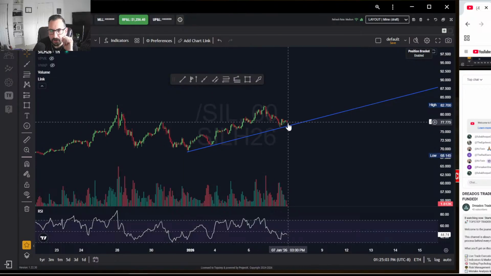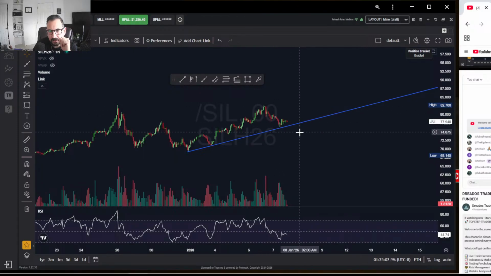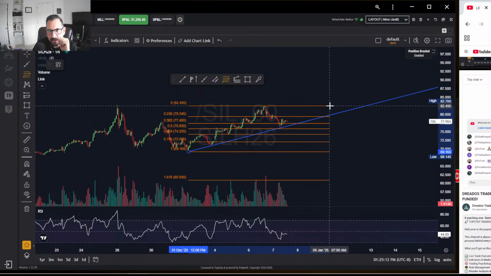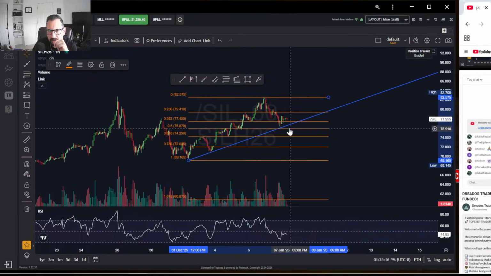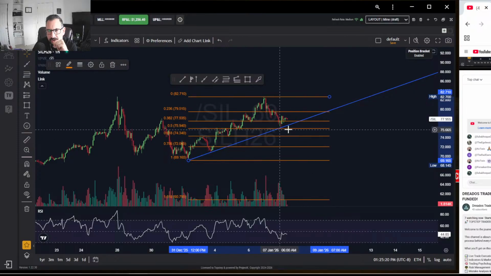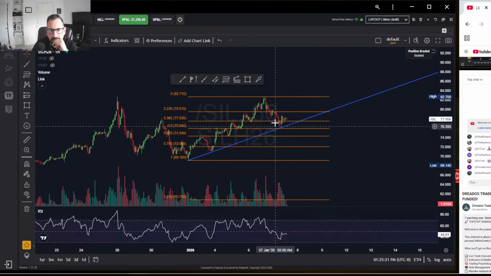So this very well could break below here. You see how we're curling down, break below here. If that happens, let's go to our low, to our high. And it looks like here we already held on the 50%, which is right here. So this could be where we hold again and then move back up.